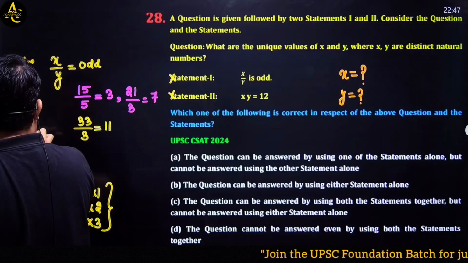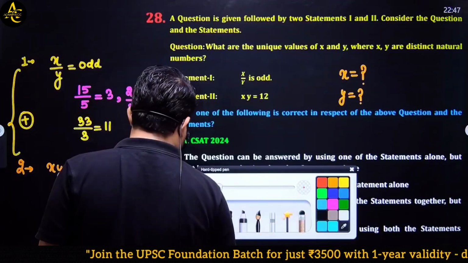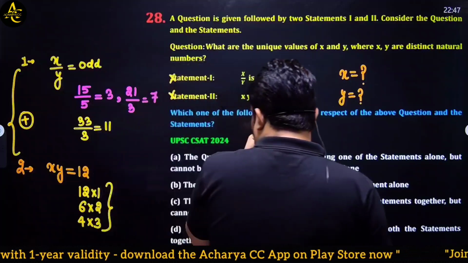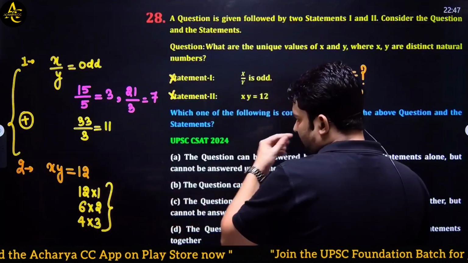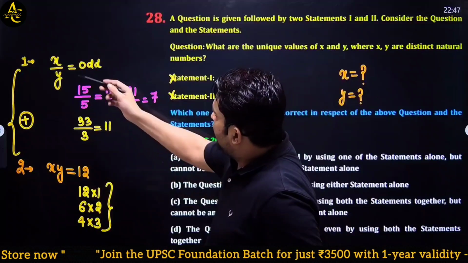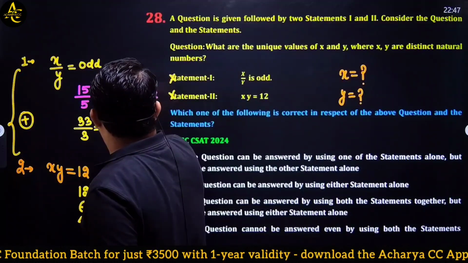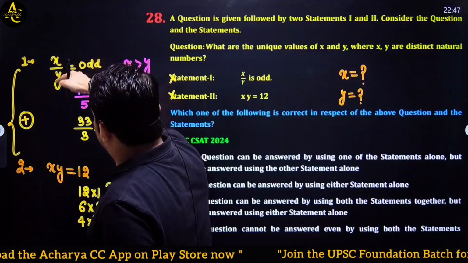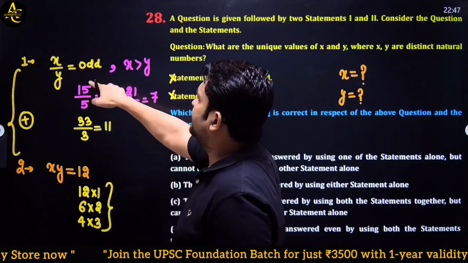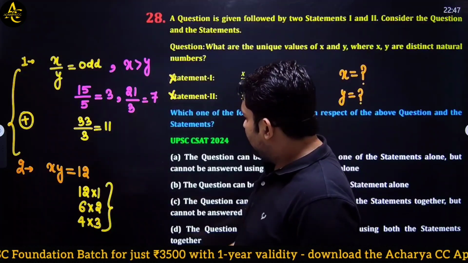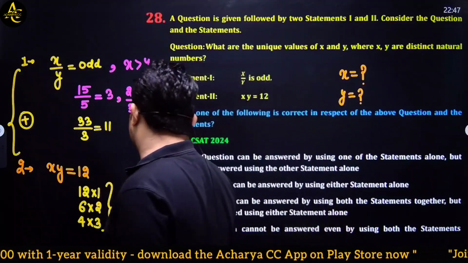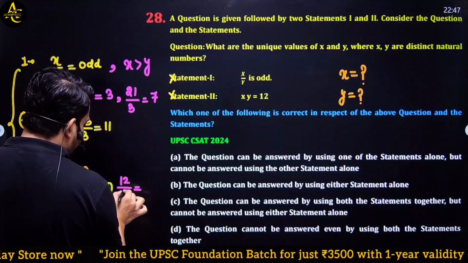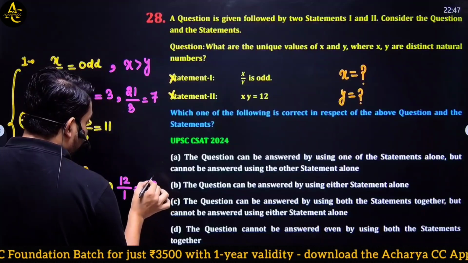If we combine both the statements, what will we get? From this statement, we have to take x and y. This also explains that x is greater than y, because the numerator is greater than the denominator. That's why we are getting a constant which is an odd number. So we can take either x equal to 12 and y equal to 1. Then I will get 12, which is not an odd number.